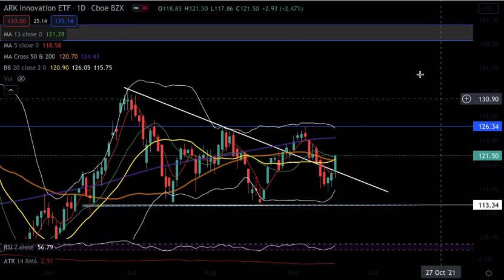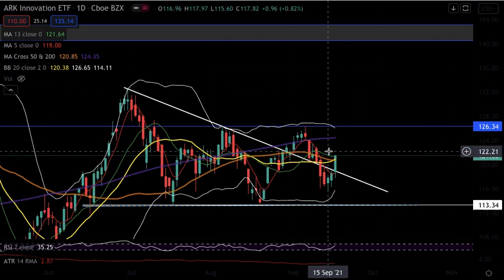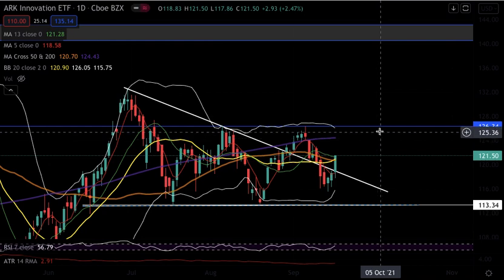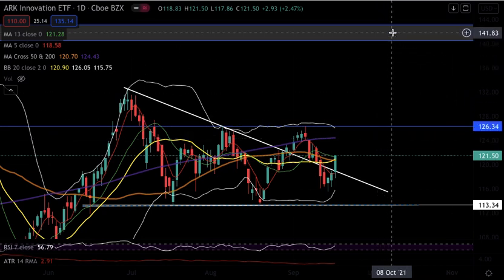All right. So from what it looks like, I am bullish on ARKK. I think the next price target will be 124, then 132, then 142. Definitely keep an eye on that. Okay. Now, moving on to Bitcoin.